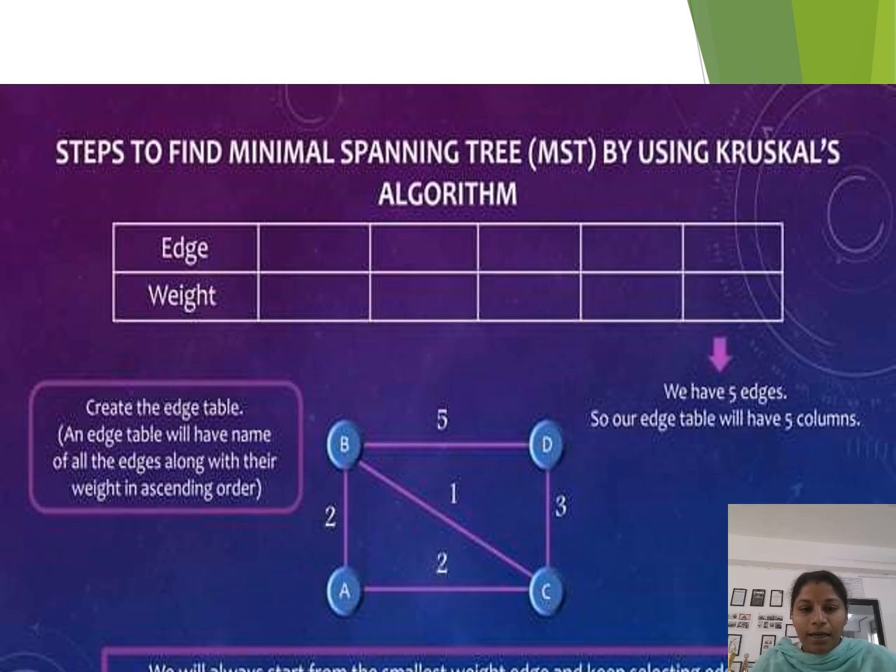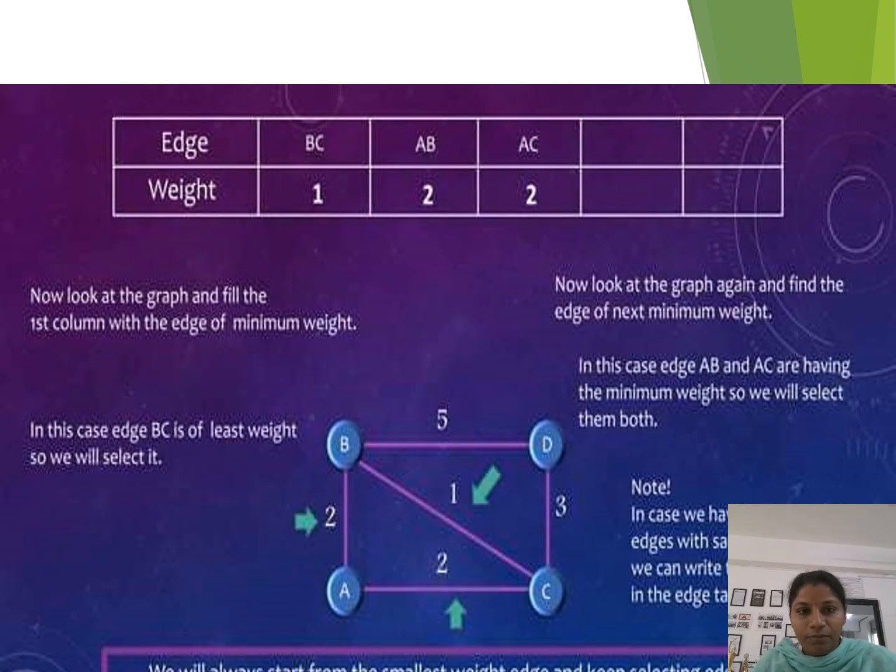So here I have already told you we have four vertices and five edges in this example. So we want to create an edge table and a weight table. I have given five boxes for the edge, and for the weight also I have given five boxes. So we have five edges, and our edge table will also contain five columns.